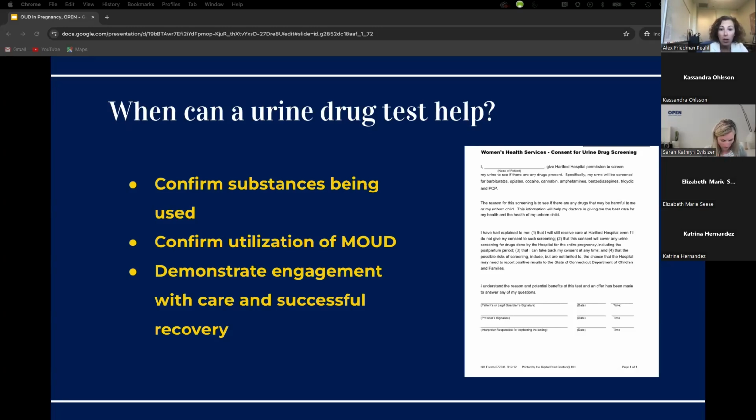Many facilities are actually moving towards a written informed consent process before completing a urine drug screen to inform patients of potential consequences, including CPS involvement should they screen positive. You can see one such example here, which walks a patient through the implications of both completing the screen and what might happen with a positive screen as well.